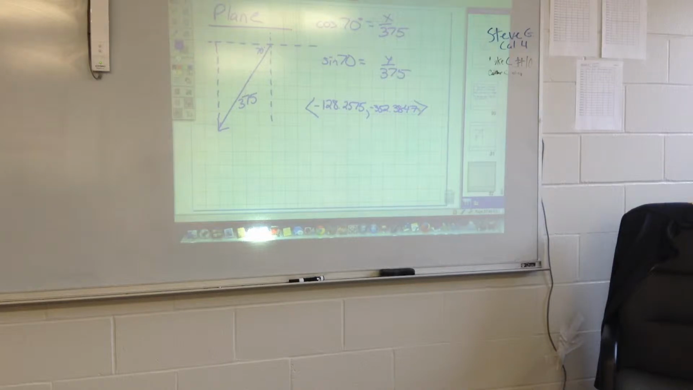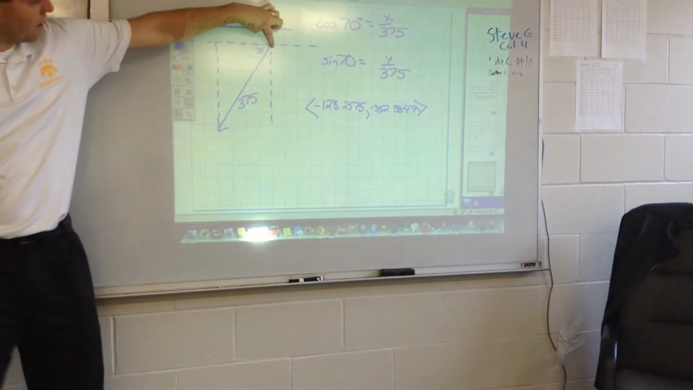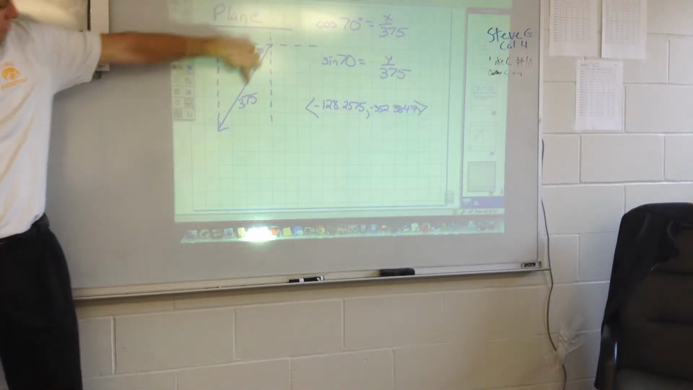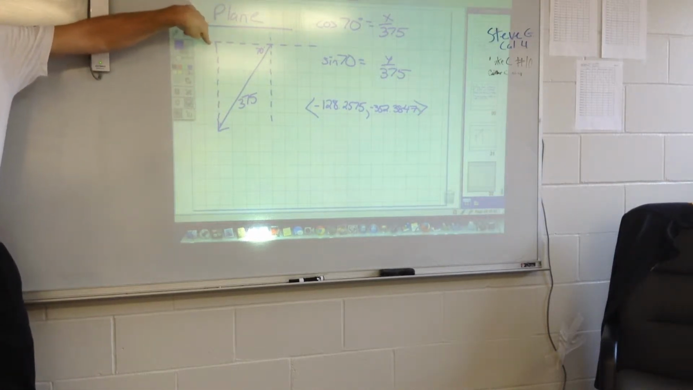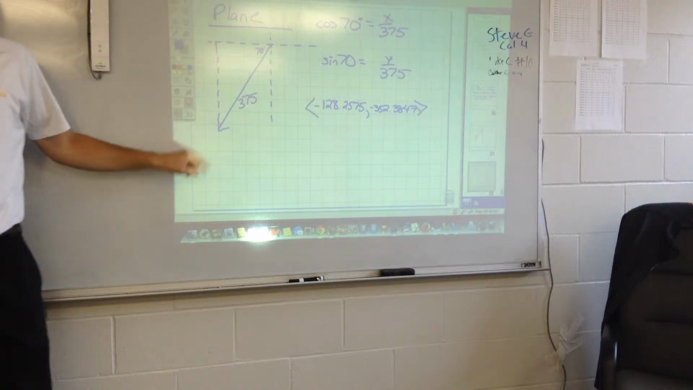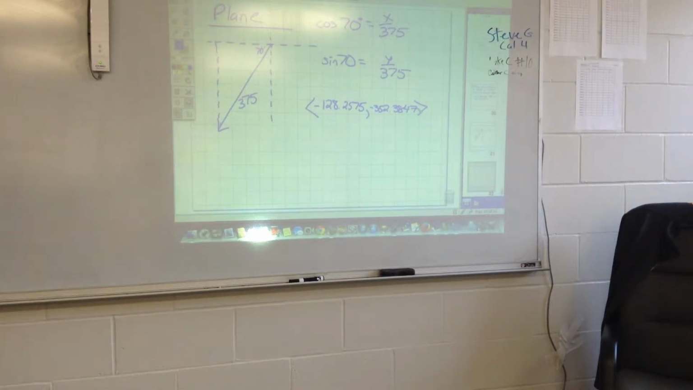So why are they negative? Here's the origin, right? The vector's going this direction. It went how far in the x direction? A negative 128. How far in the y direction? A negative 352. Very important, otherwise you'll get your final direction wrong. You can still get your magnitude right, the length correct in the end, if you forget your positives and negatives, but your final direction would be incorrect.